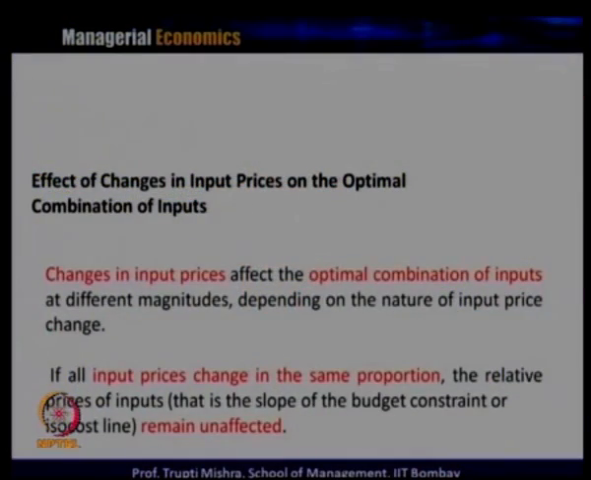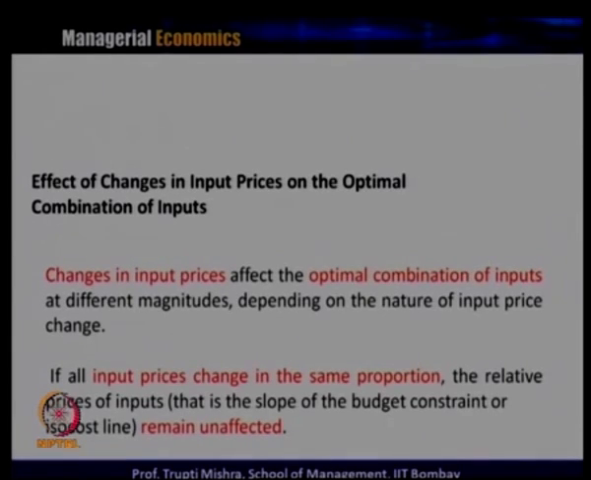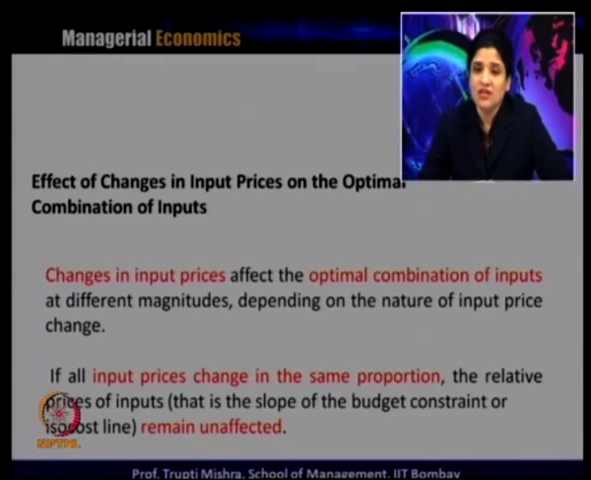Let us look at the case where there is a change in the input prices, and how it affects the least cost input combination. A change in input price affects the optimal combination of inputs at different magnitudes, depending on the nature of the input price change. The optimal combination of inputs has to change if there is a change in the input price, either in different magnitude or in the same magnitude.